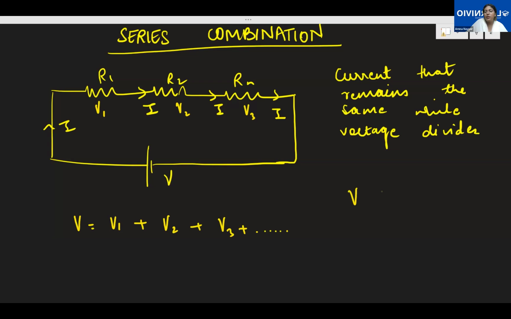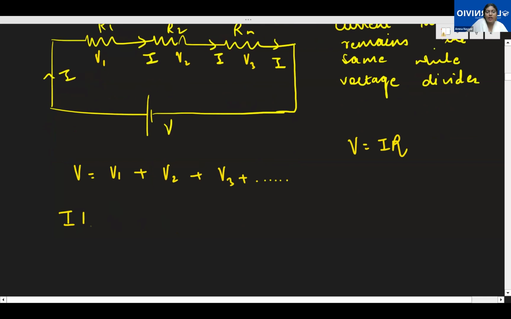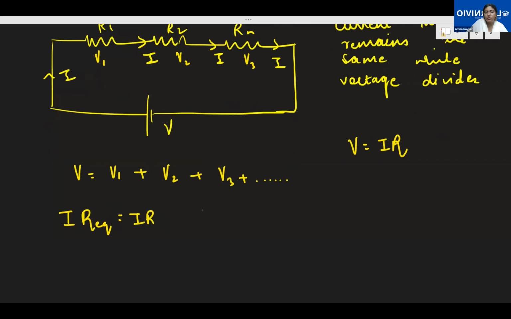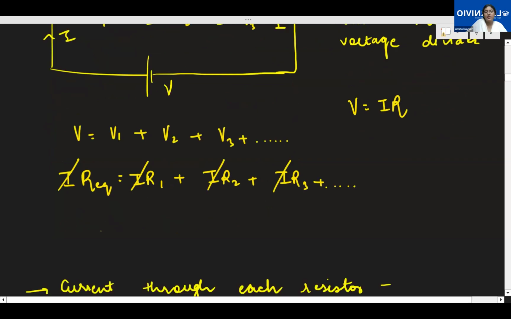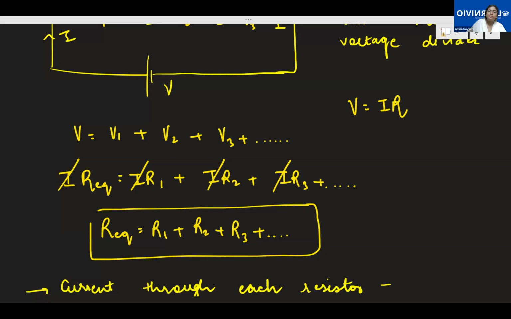Now V is equal to I into R. Now V is I into R equivalent. V1 is equal to I into R1, V2 is equal to I into R2, V3 is equal to I into R3, up till n. Okay, so the current will be cancelled. So R equivalent is equal to R1 plus R2 plus R3 up till Rn, meaning you just have to add all the resistors that are present.